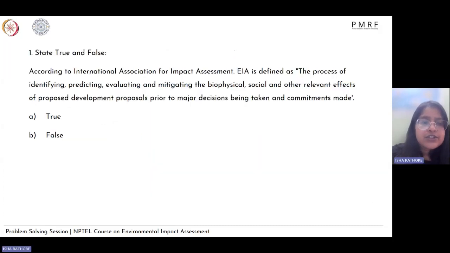Moving on, state true or false. According to the International Association for Impact Assessment, EIA is defined as the process of identifying, predicting, evaluating, and mitigating the biophysical, social, and other relevant effects of proposed development proposals prior to major decisions being taken and commitments made. Is the statement true or false? So we are looking at a particular definition of EIA from the agency IAIA, International Association for Impact Assessments. So the given statement is true. This is actually the definition for EIA, which IAIA has given. So A, true is the correct answer.